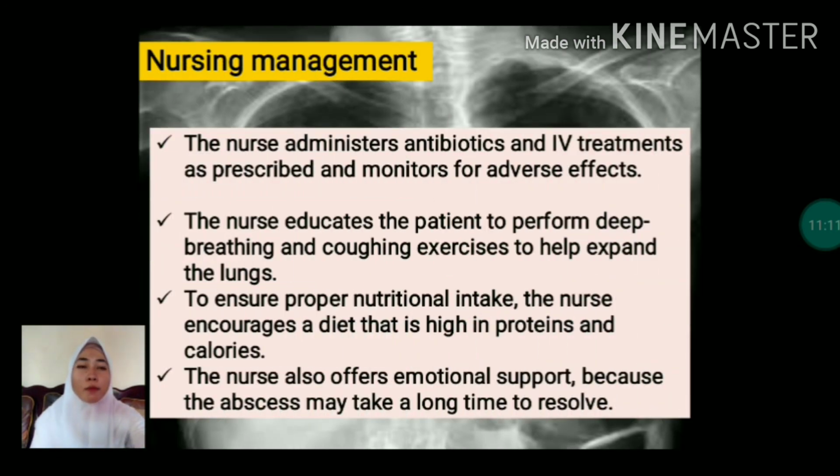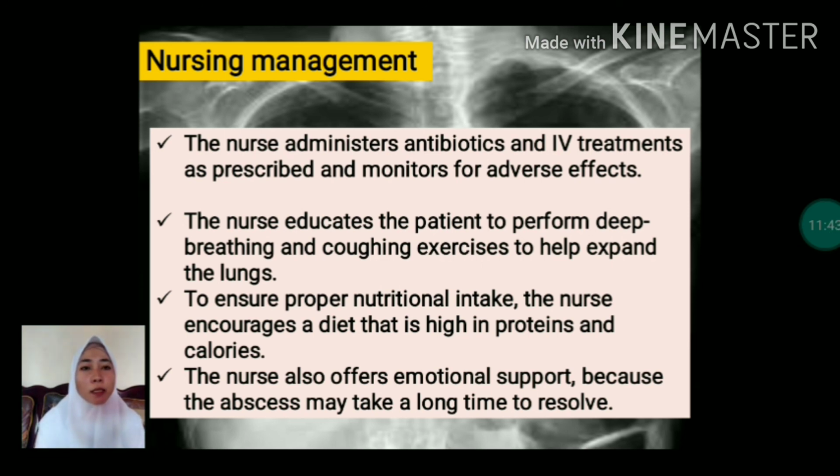The next is we have nursing intervention. So the nurse administers antibiotics and IV treatments as prescribed and monitors for adverse effects. And also the nurse educates the patient to perform deep breathing and coughing exercises to help expand the lungs. And to ensure proper nutritional intake, the nurse encourages a diet that is high in proteins and calories.